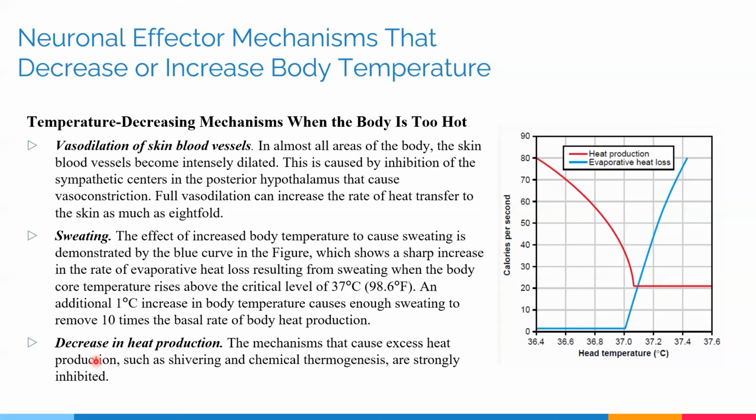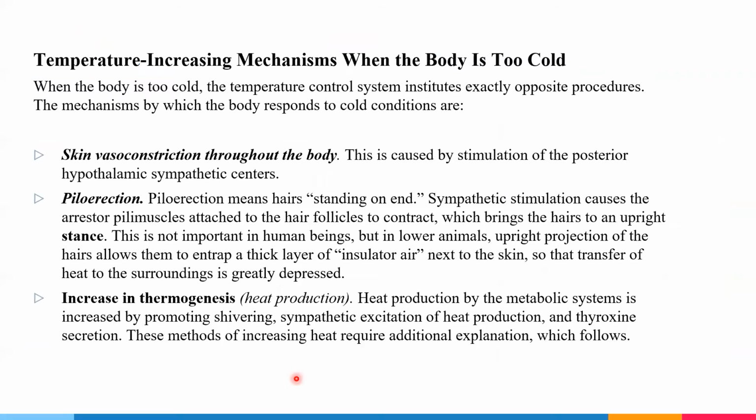Next point that helps in temperature decreasing mechanisms is decreasing heat production. The mechanisms that cause excess heat production, such as shivering and chemical thermogenesis, are strongly inhibited. Thus, these were the temperature decreasing mechanisms. Next, let us look at the temperature increasing mechanisms when the body is too cold.